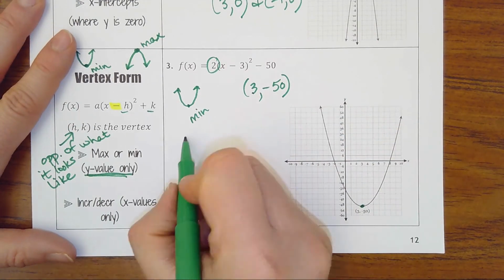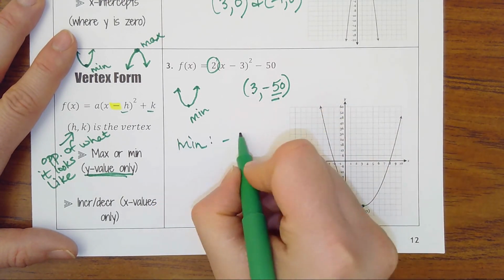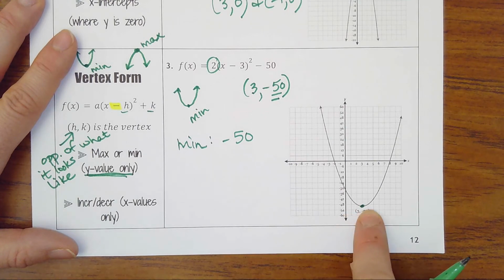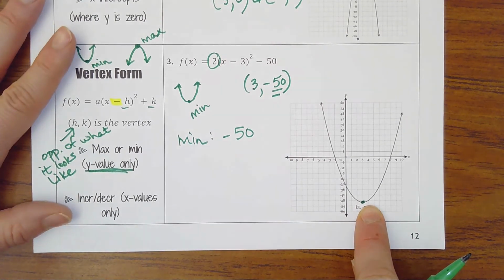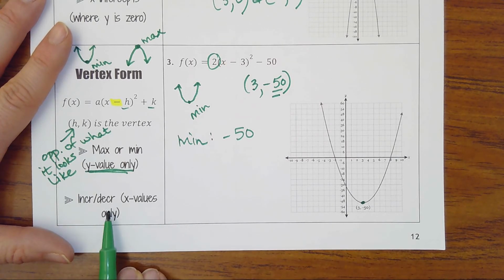They, though, want just the minimum, which is the y value. So the minimum would be the negative 50. That's the lowest this graph will go. Okay, the other thing it's going to want you to find is increasing and decreasing. That's the x values only.